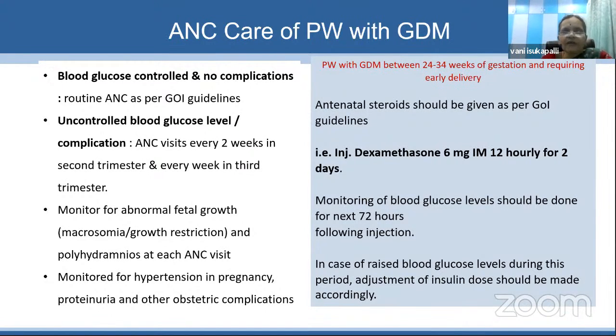All cases need to be monitored for hypertension. So we should not be lazy in checking the blood pressure every time. Every time the woman has to be checked for hypertension and proteinuria and other obstetric complications. In all relevant cases, antenatal steroids have to be given. And when we are administering antenatal steroids, these cases need to be admitted because we would be expecting hyperglycemia because of the steroids. So it is better to admit her, do frequent blood glucose estimation and adjust the insulin accordingly.